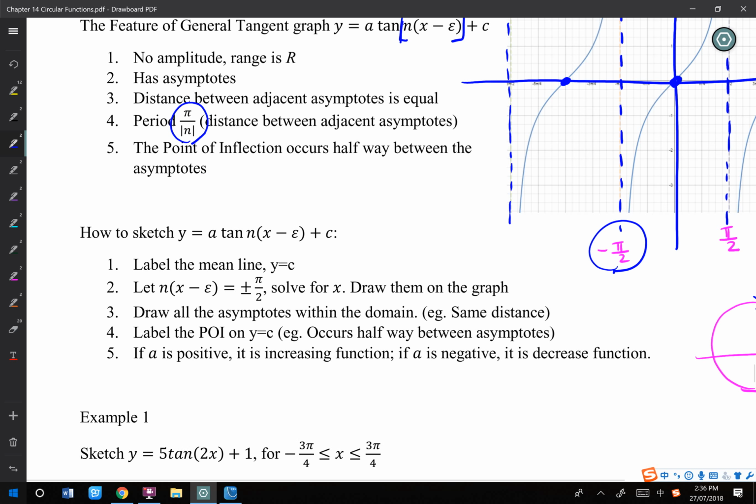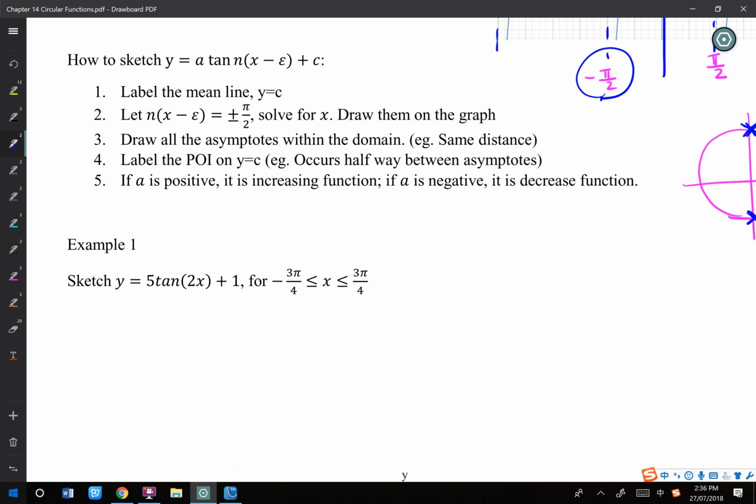So let's have a look at this. How do we sketch this graph? First of all, we label the mean line of y equals c. Instead of saying that's a mean line, we can say that's where your stationary point of inflection exists, so the point turning.